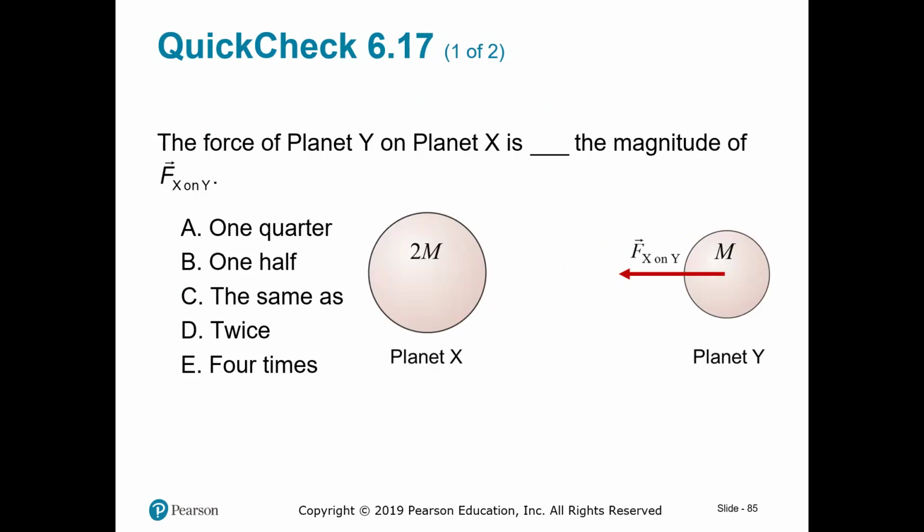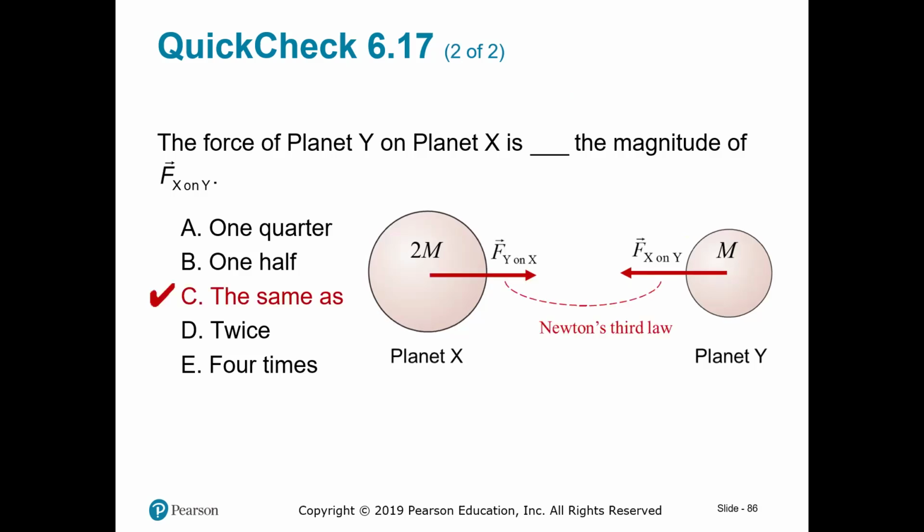So the next question: the force of planet Y on planet X is the magnitude of the force of X on Y. So here we are comparing two forces: the force acting on planet Y by planet X versus the force acting on planet X by planet Y. But this is exactly Newton's third law, right? So the force exchange between them must be the same force. They both have the force G times 2m times m divided by r squared. They both have the same force.